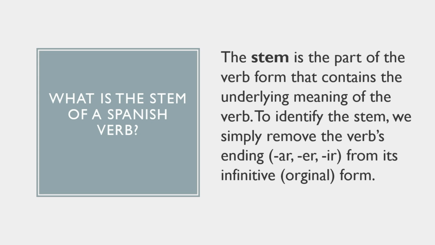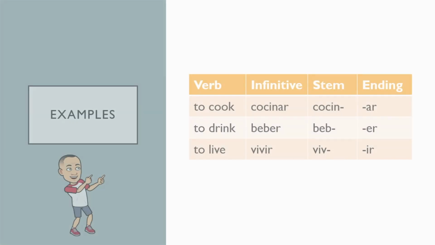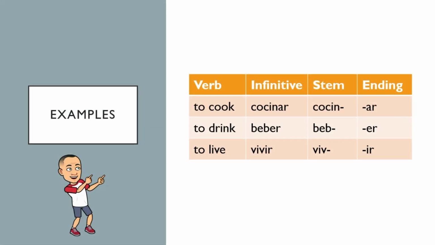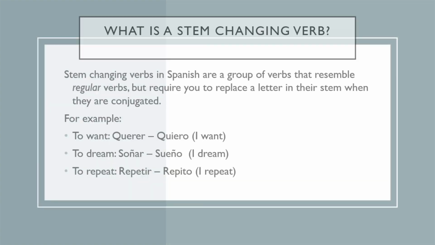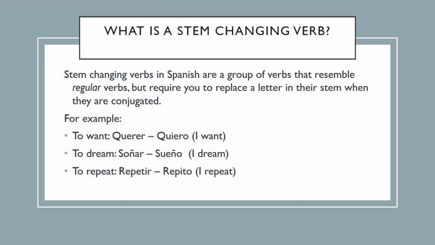Okay, let's look at these examples. The infinitive would be cocinar, the stem would be cocin, the ending would be ar. Beber, beb, er. Vivir, viv, ir. Now, stem changing verbs in Spanish are a group of verbs that resemble regular verbs, but they require you to replace a letter in the stem when they are conjugated.